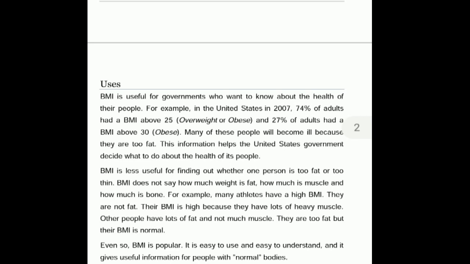Even so, BMI is popular. It is easy to use and easy to understand, and it gives useful information for people with normal bodies.